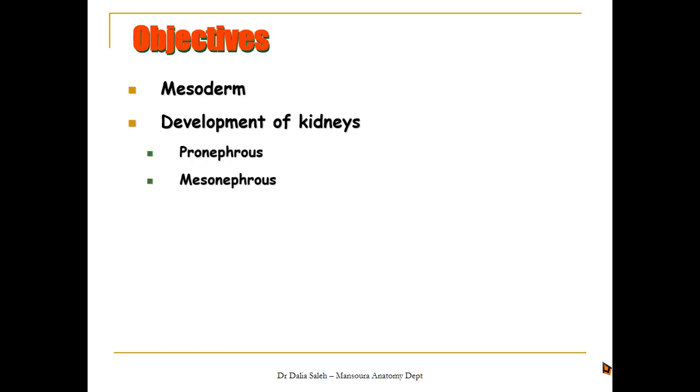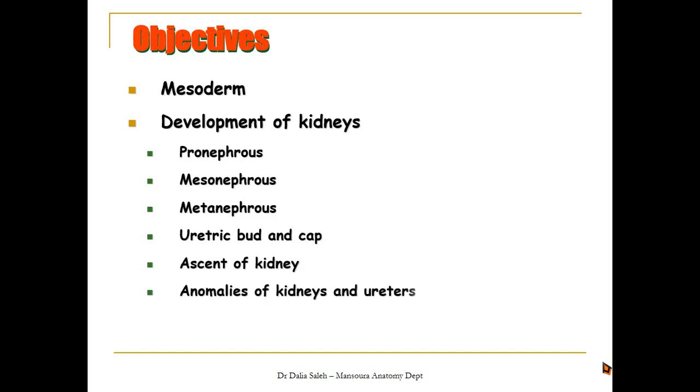The objectives I'm going to cover in this presentation will be, first I'm going to give you a brief introduction about the mesoderm. Then we will talk in details about the development of the kidneys in its three stages: the pronephros, the mesonephros, and the metanephros. Then we will talk about the ureteric bud and cap, the ascent of the kidney, and the anomalies in the development of the kidneys and ureters.